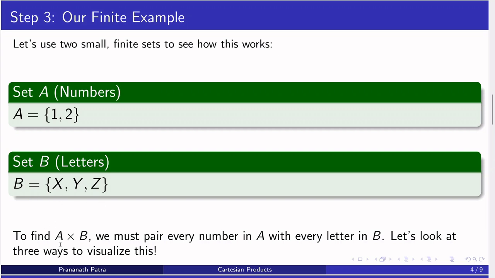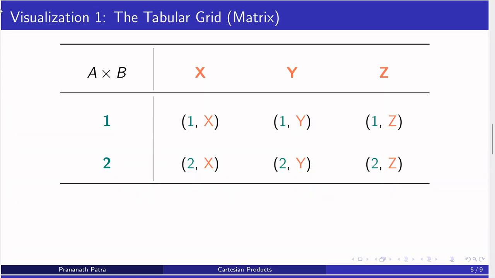To find our Cartesian product, A cross B, our mission is to pair every single number found in set A with every single letter found in set B. To make this perfectly clear, we are going to look at 3 wonderful ways to visualize this process. Let's look at our first method, Visualization 1, the tabular grid or matrix.